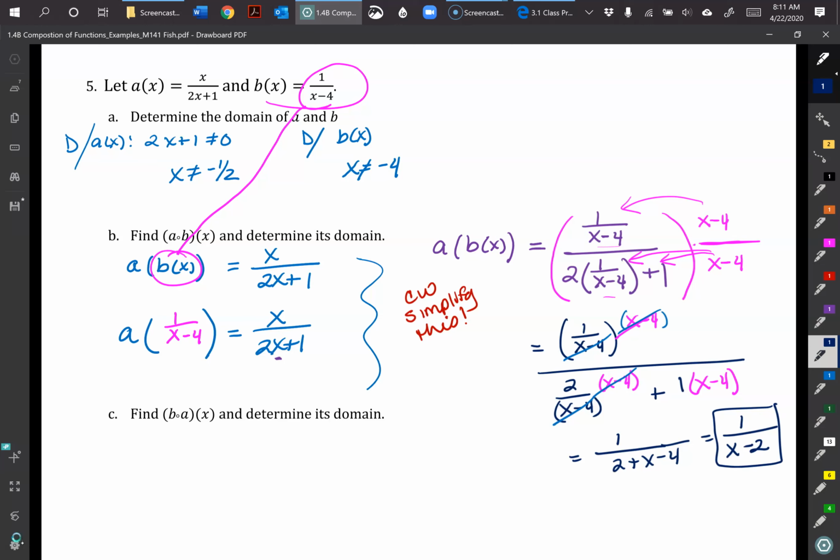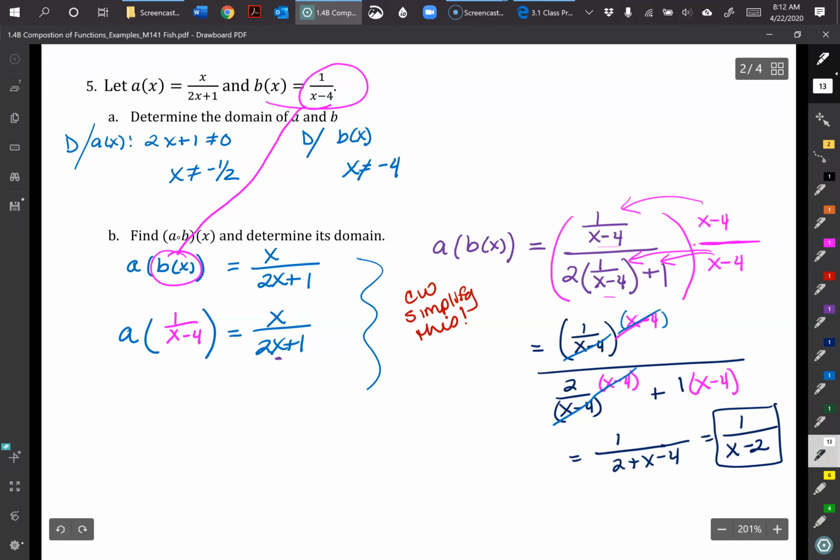So we have to think about what the domain is. I'm running out of space here. Sorry, I'm writing really big so you guys can see it. So I'm just going to wipe this out for a sec. Get that out of my way.